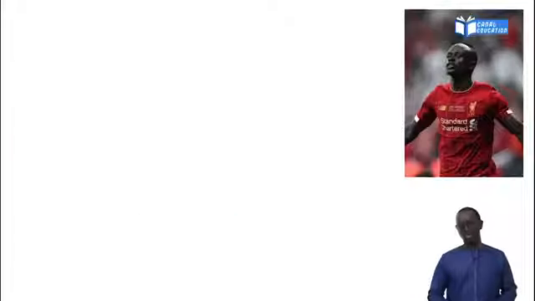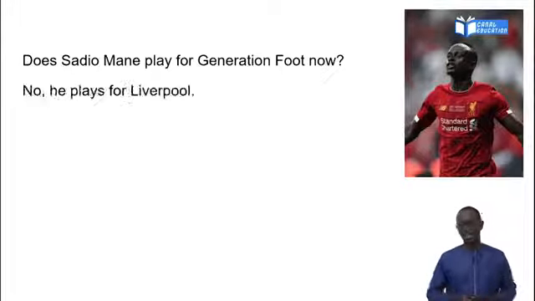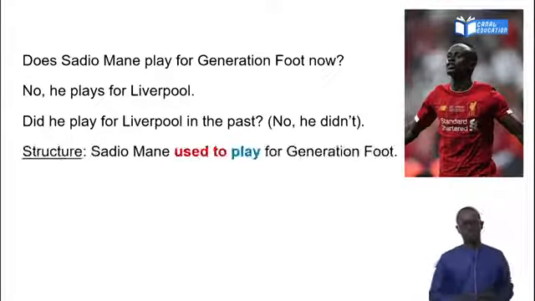Hey guys, you know this player? What's his name? Tell me, Sadio Mane. Okay. Now, does Sadio Mane play for Generation Foot now? What is the answer? No, he doesn't play for Generation Foot. No, he plays for Liverpool, you know. And did he play for Liverpool in the past? What is the answer? No, he did not. So, using the structure we said what? Guess? Sadio Mane used to play for Generation Foot.